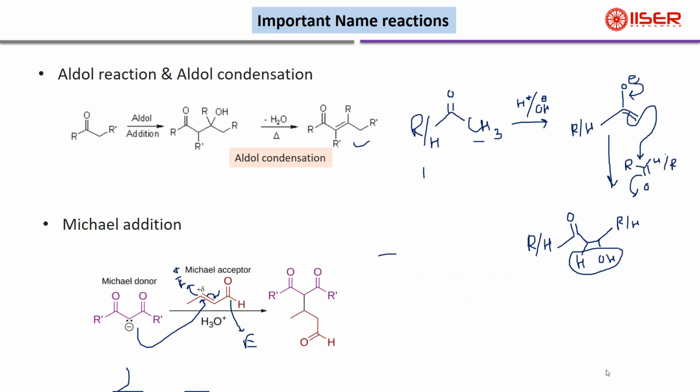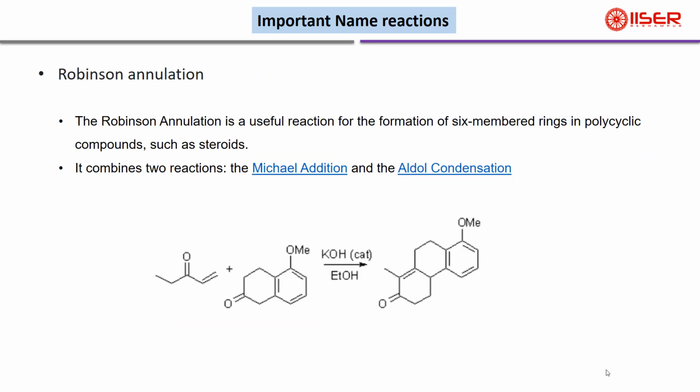We discussed in the last class what the aldol reaction and Michael addition are. The combination of these two reactions is called Robinson annulation. Robinson annulation is a useful reaction for the formation of six-membered rings in polycyclic compounds. It is one of the important reactions to synthesize any steroid-type compound because it directly gives us a six-membered ring. So to plan a retrosynthesis of any compound, this is one of the important reactions. It combines two reactions: first Michael, then the aldol reaction.